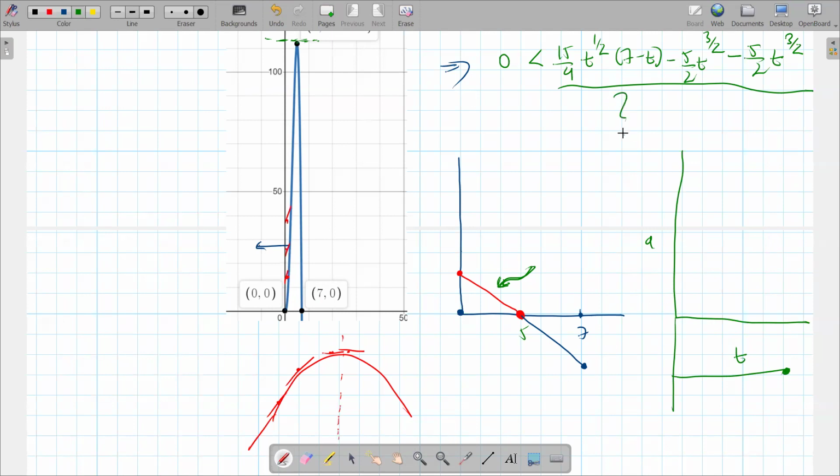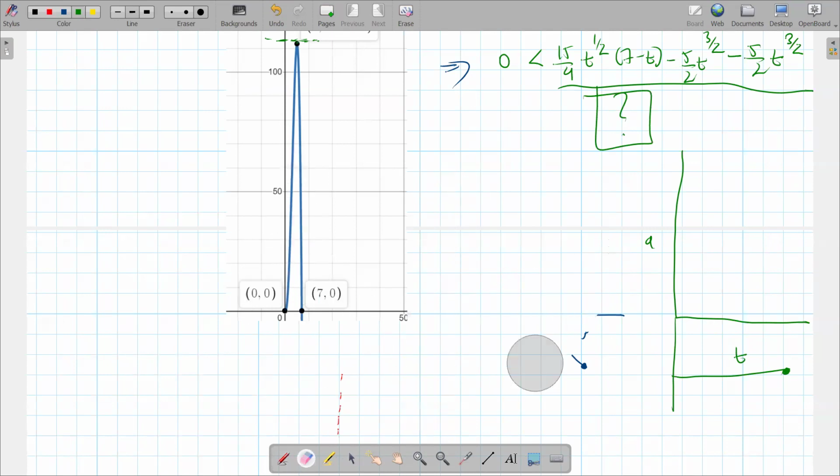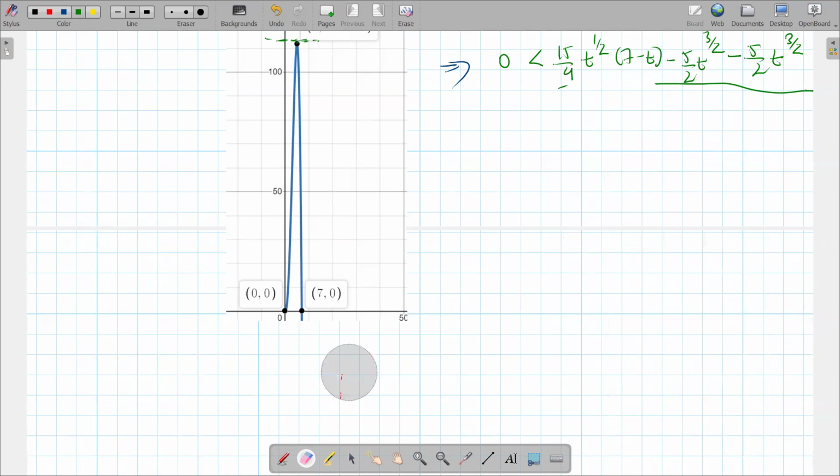Trying to solve this is, let's actually try it. We'll do some proper algebra here. So what I'm gonna do here is open this bracket. So this will be 15 over 4, what's 15 times 7? 105. 105 over 4, I'm opening this bracket. T to the 1/2 minus 15 over 4, 3 T to the 3/2.